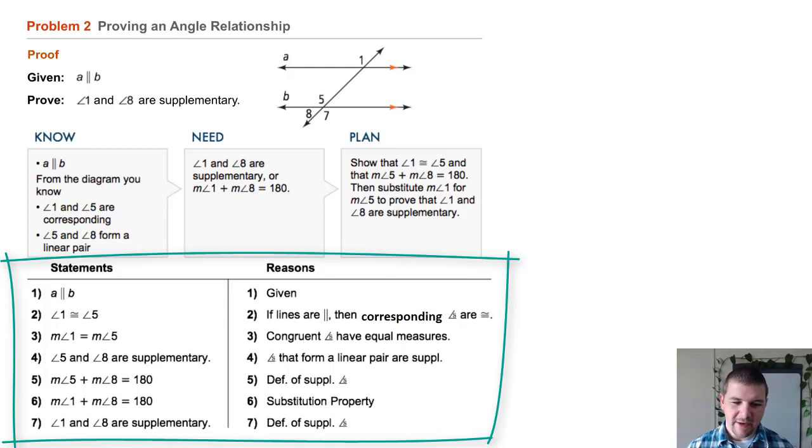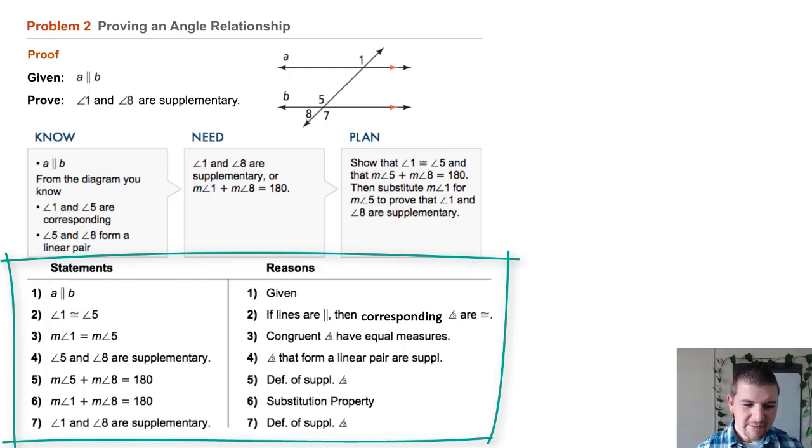Statement 6, the measure of angle 1 plus the measure of angle 8 equals 180. And this is the substitution property. Here we're simply substituting the measure of angle 1 for the measure of angle 5 because we know they're equivalent. Refer back to statement 3. We can do that by reason 6, the substitution property.